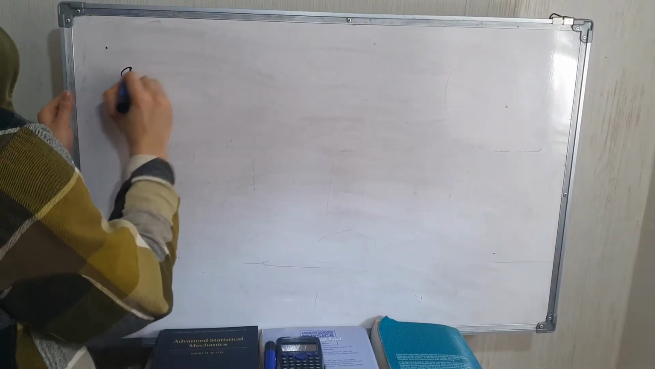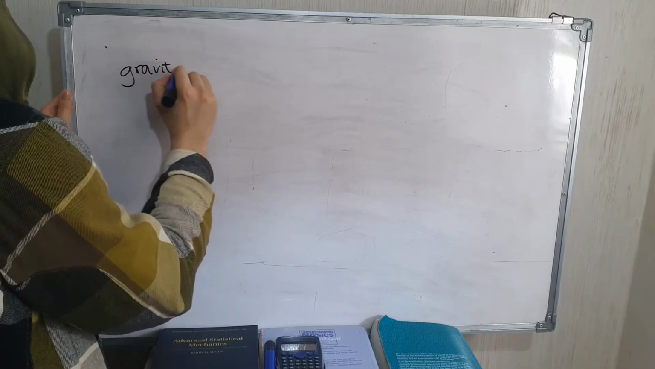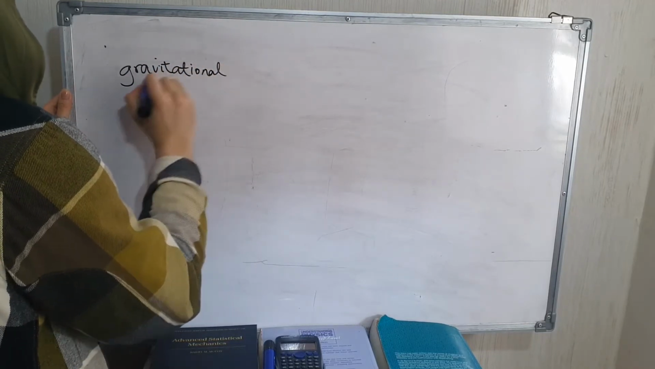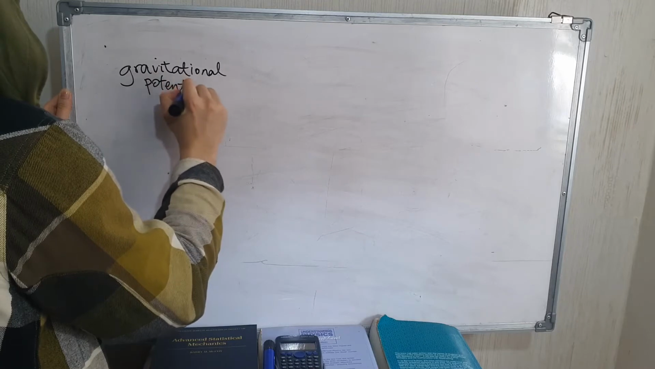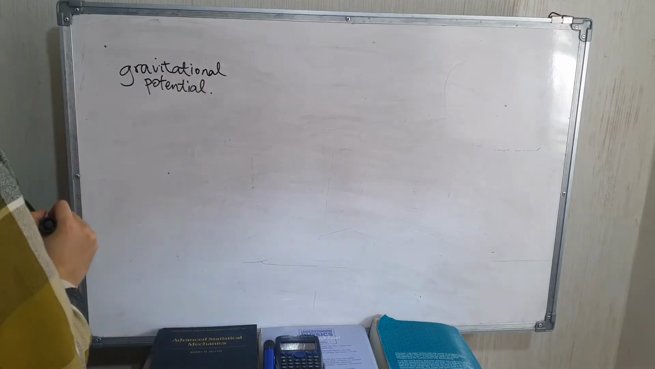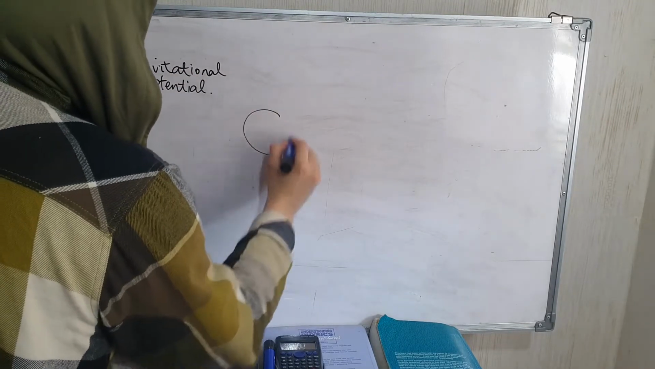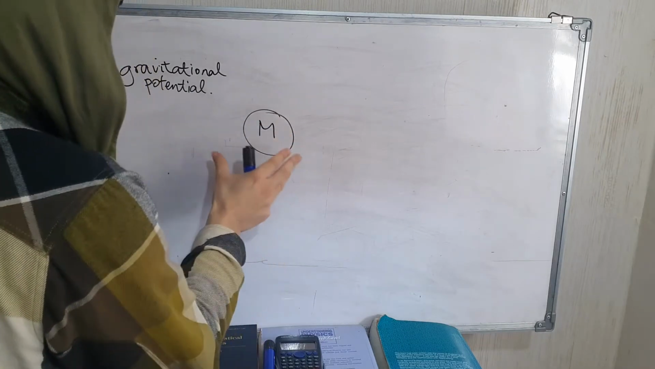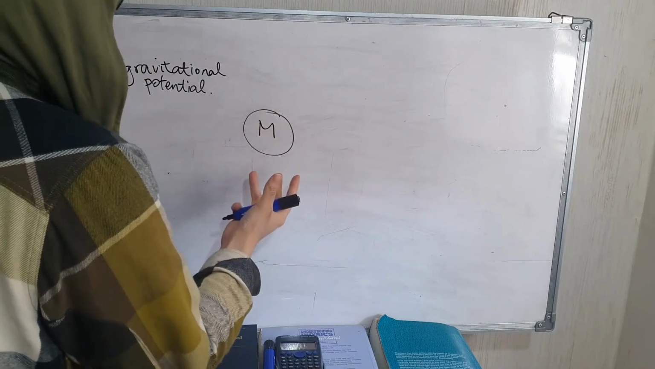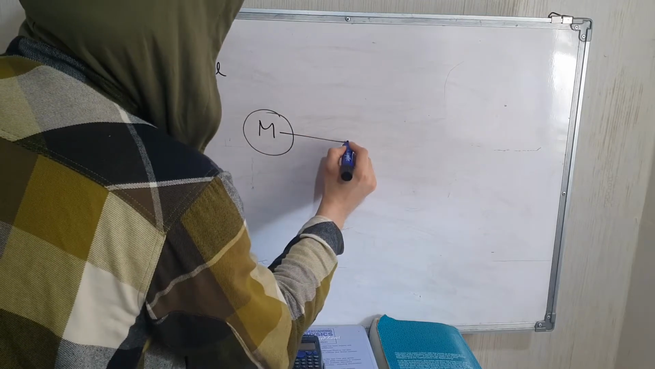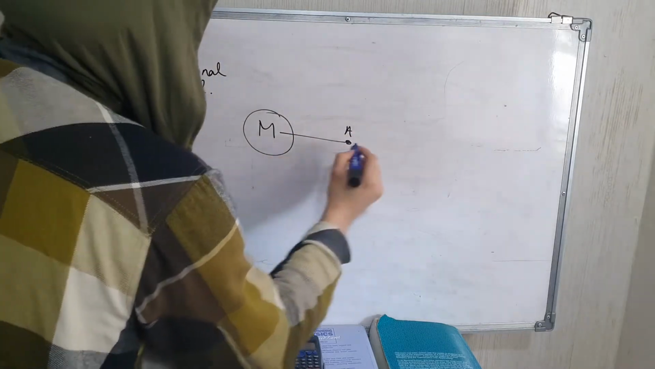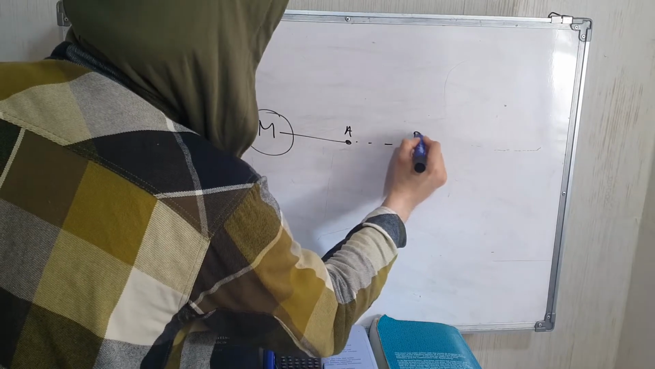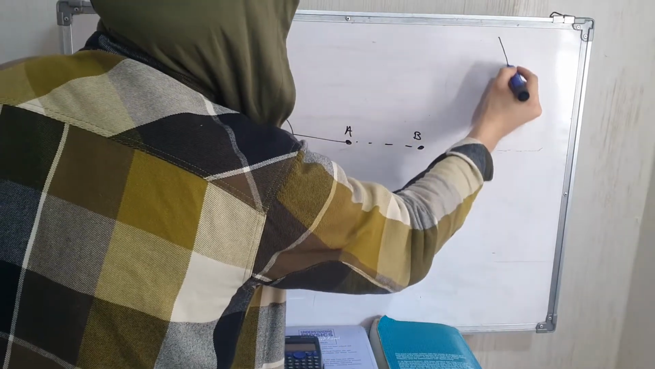In this video, we're going to be talking about gravitational potential. Now assume we have a mass m, so a massive object m, or just a body with mass m. And this is a point A from the mass, and then we have point B from the mass, and then assuming that this is infinity.